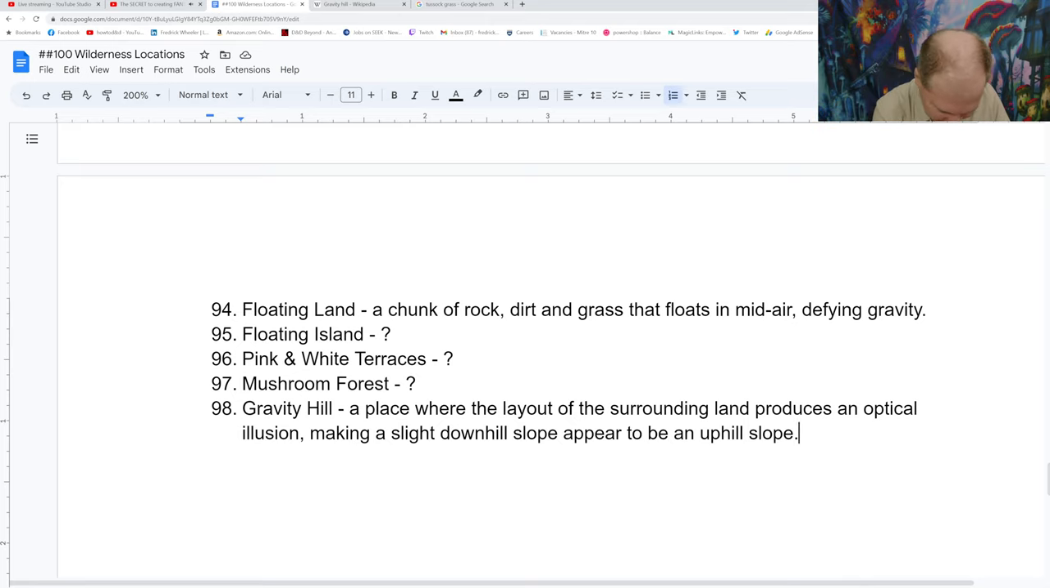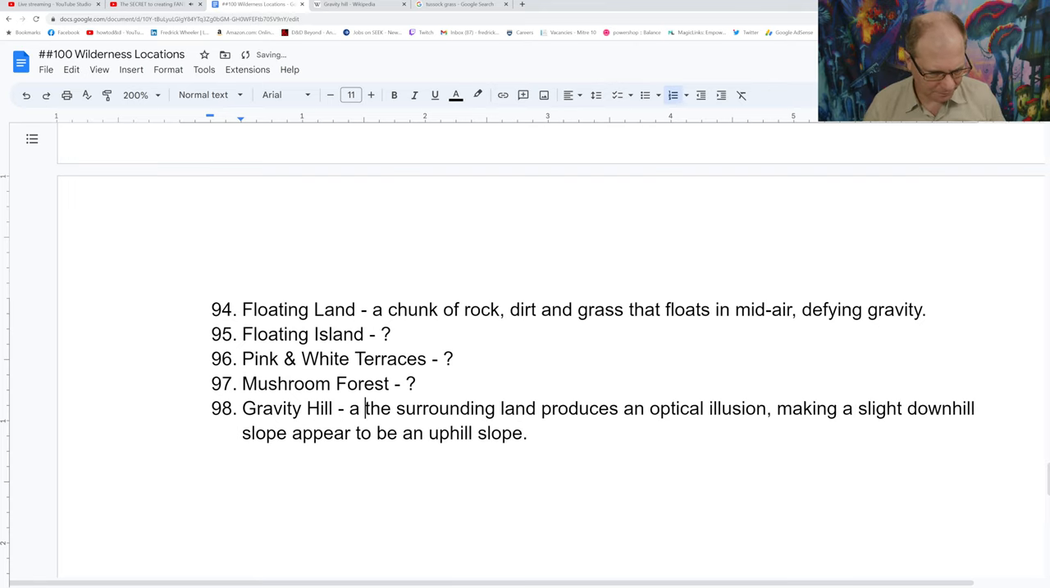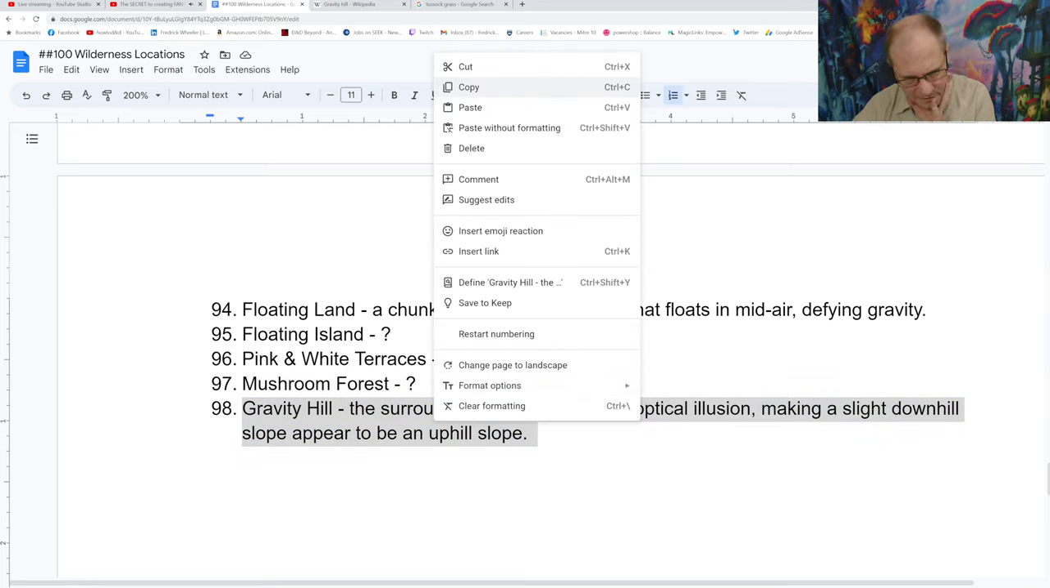And somebody else has written down this, so mangrove root maze. I think I got mangroves or estuary already, but yeah, we'll come back to that. Okay, let's just see if we can restructure this a little bit. If I shorten this: the surrounding land produces an optical illusion, making a slight downhill slope appear to be an uphill slope. Okay. That'll do. That's pretty easy to understand. Let's just do that for now.